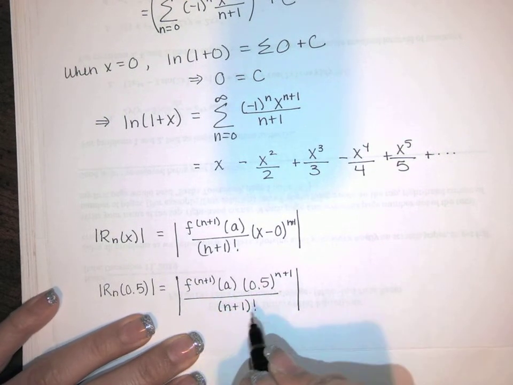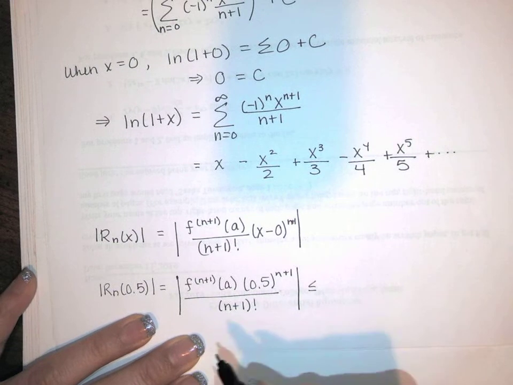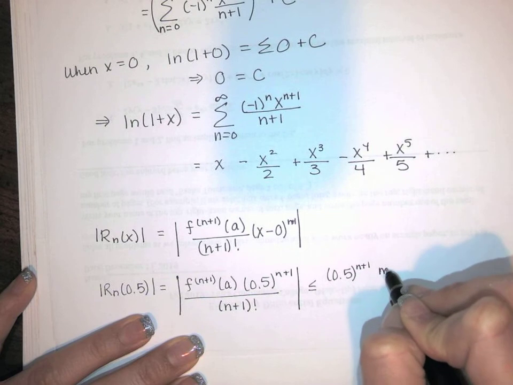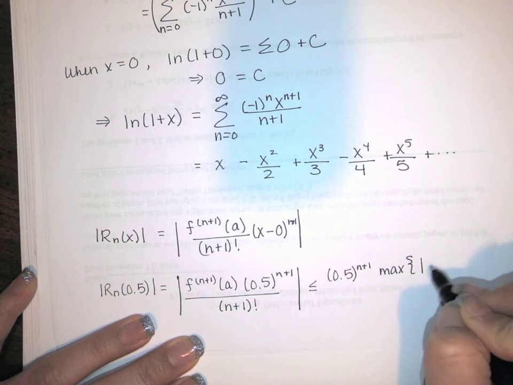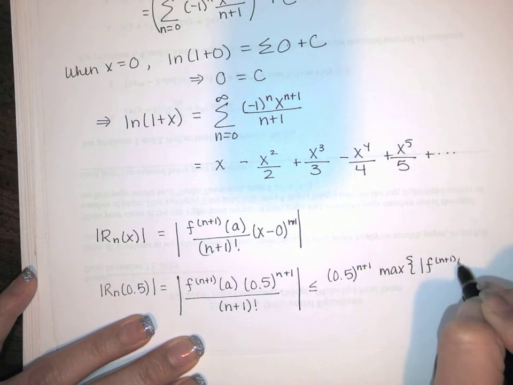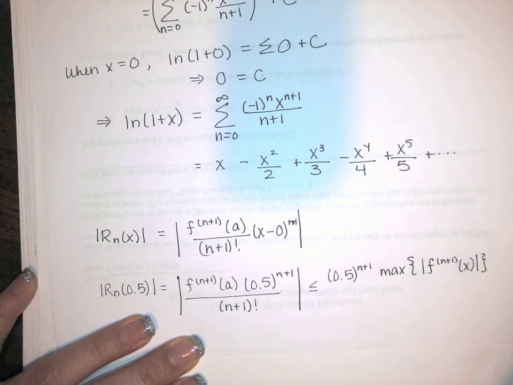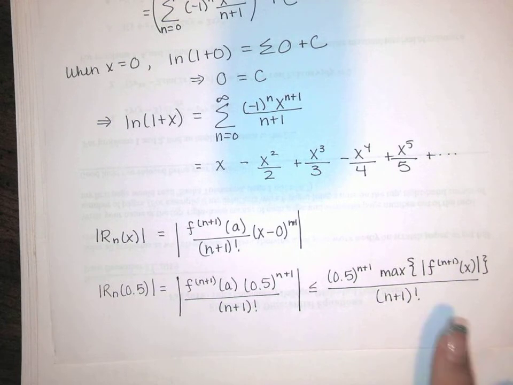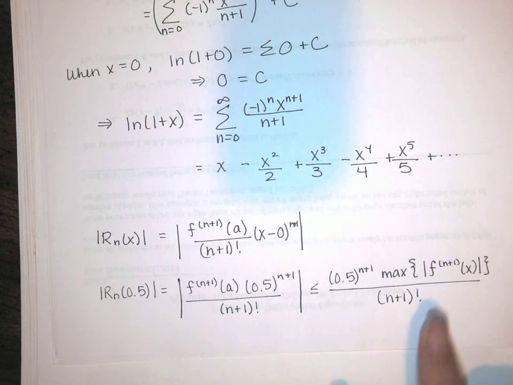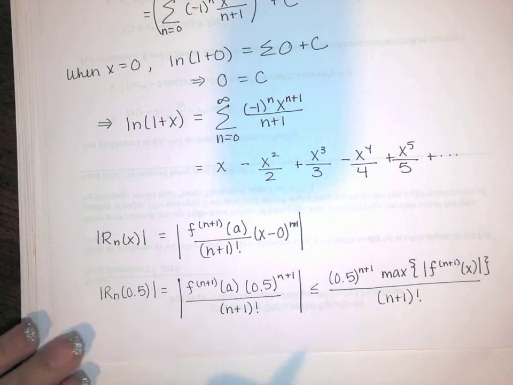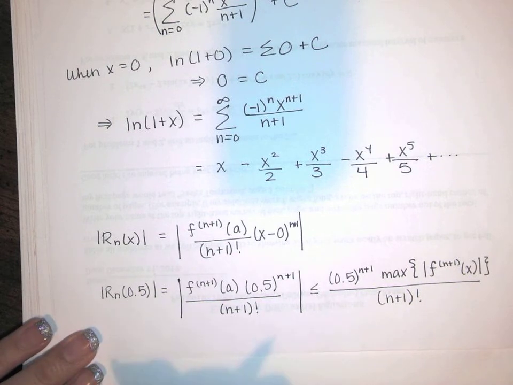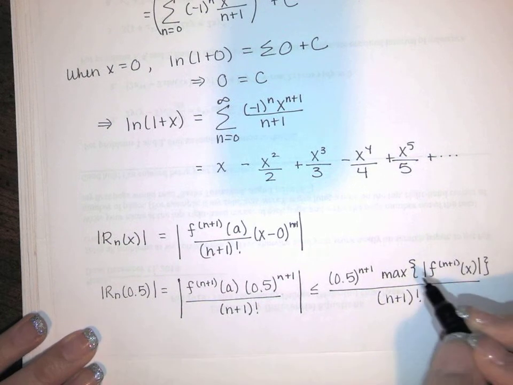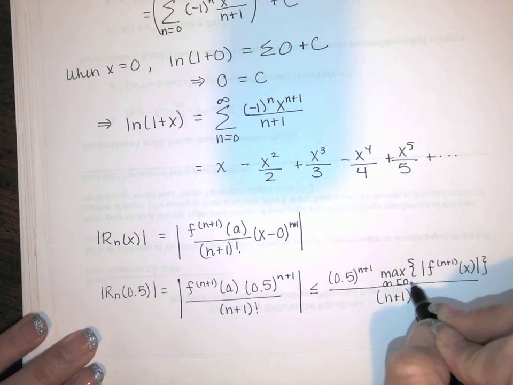Now that is definitely less than or equal to this, the maximum value of the error. So we have 0.5 to the n plus 1 times the maximum value of the absolute value of the n plus 1th derivative, all over n plus 1 factorial. Now this is the maximum value of the n plus 1th derivative on the interval from the center of the series, which is x equals 0, to the x value where we're evaluating this. So this is the maximum value on the interval from 0 to 0.5.